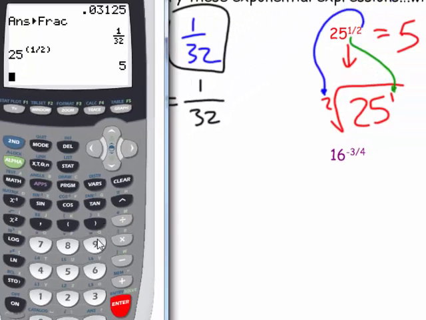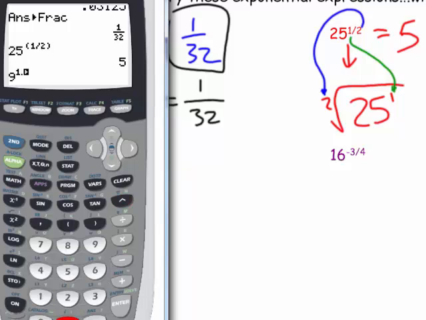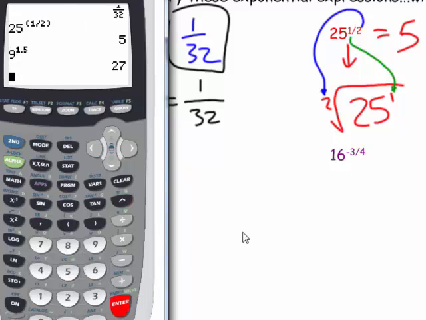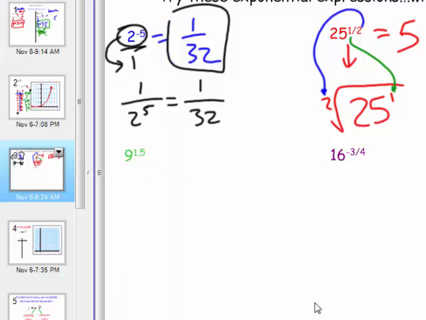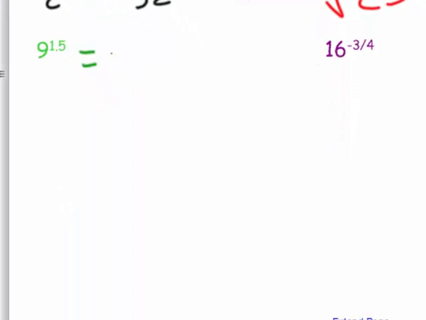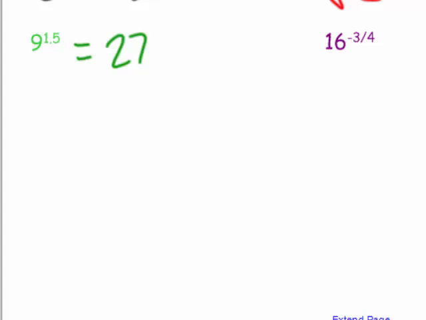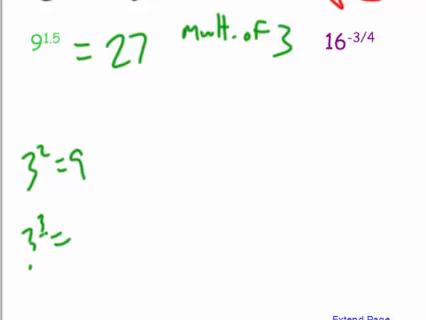Let's try the next one. 9 to the 1.5 power. 9 to the 1.5. And I got 27. Interesting, okay. So I got 27. Well, how do these relate, the 9 and the 27? Well, they're both multiples of 3. So if I think about it, 9 is really 3 squared, and 27 is really 3 to the third power.